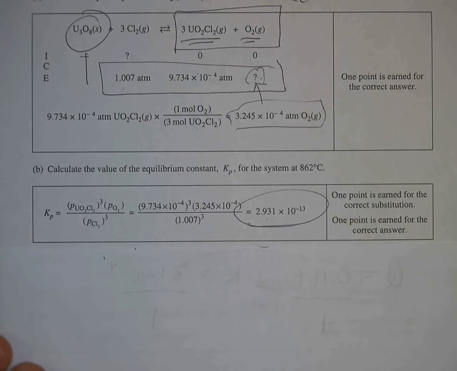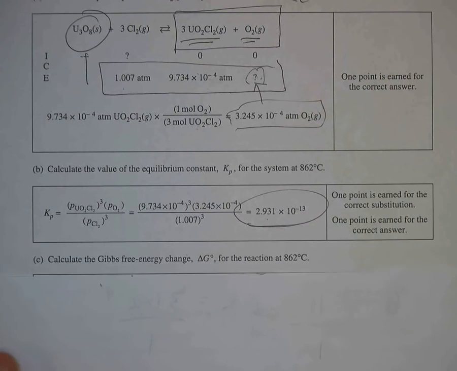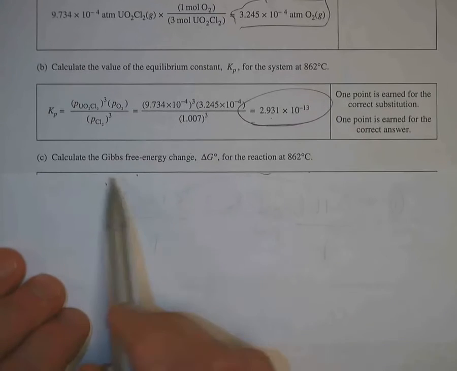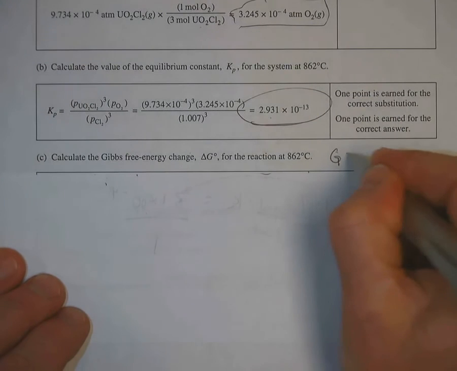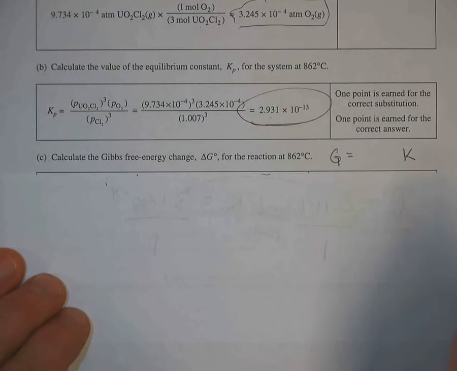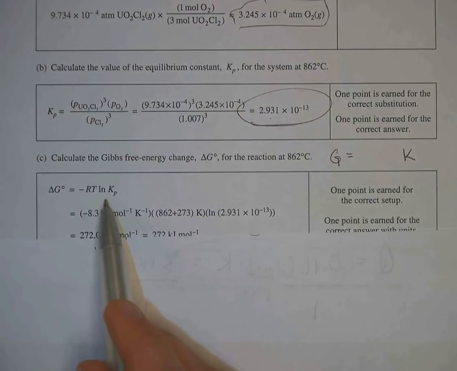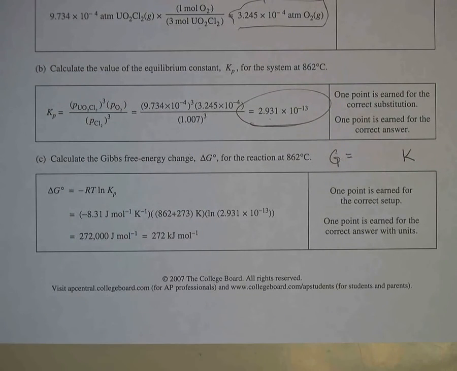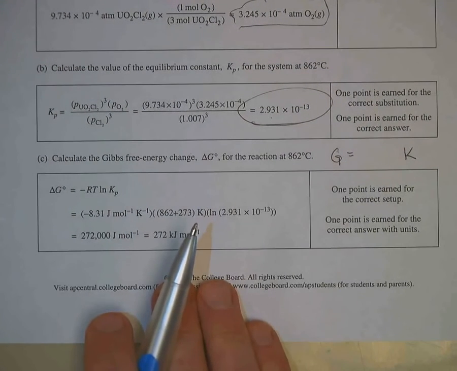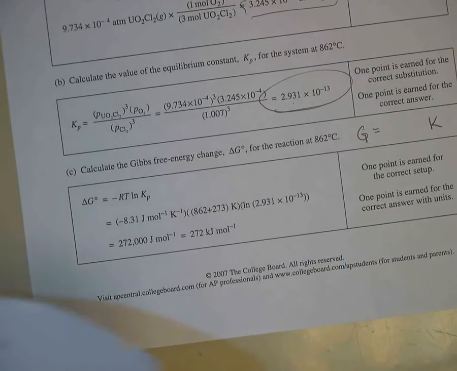Then they go on and they combine some things from another chapter. Here's a flash to chapter 19. Calculate the Gibbs free energy. What equation takes G and relates it to K? Well, right here. Negative RT natural log of K. Plug and chug, and you end up with 272 kilojoules per mole. On the back side, I think that's about it for that one. Let's look at one more.